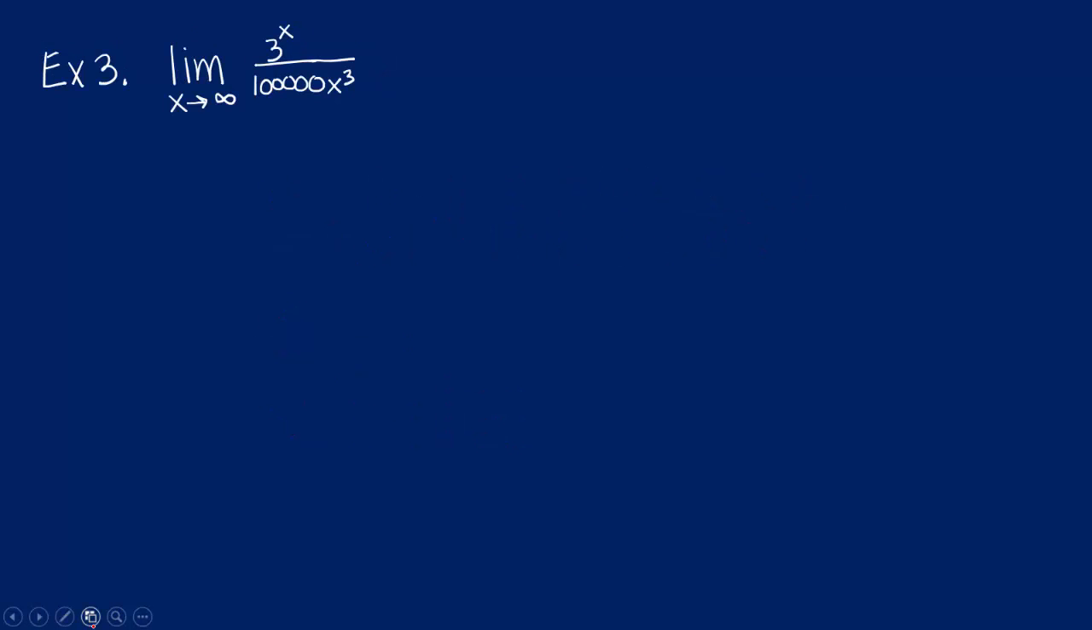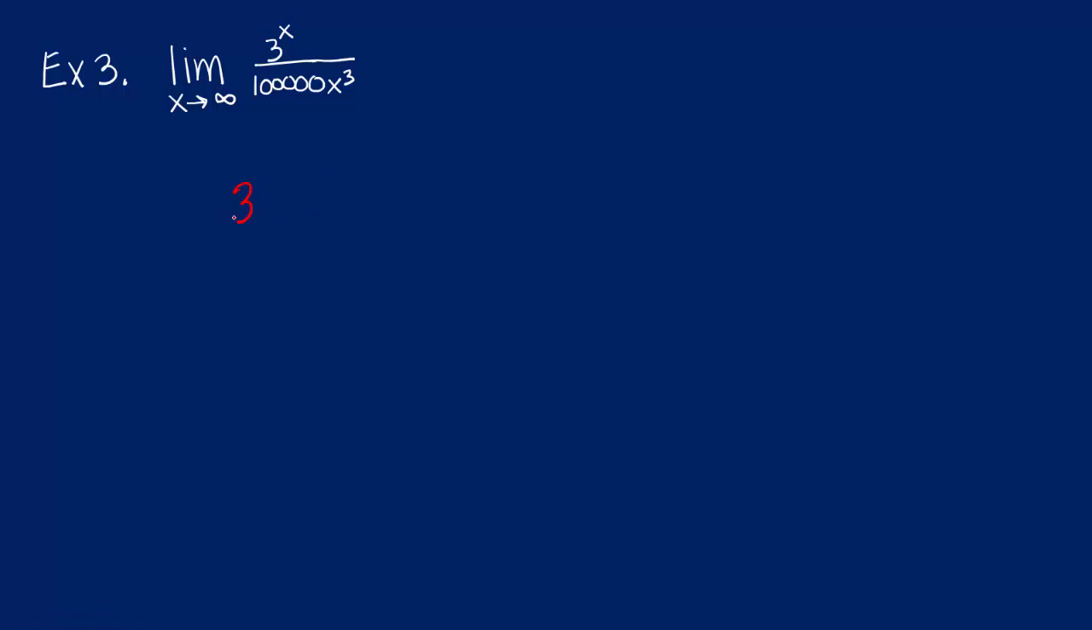What's going on in the numerator versus the denominator here? The numerator, that's growth, right? That's just a bunch of 3s being multiplied. But look at the bottom. That's huge, right? What is that? 100,000 times x cubed. Oh, that's got to be pretty big, right? No, I think that might be a little trick there. Just because there's a big number in the denominator doesn't mean it's growing fast. Let's take a look.